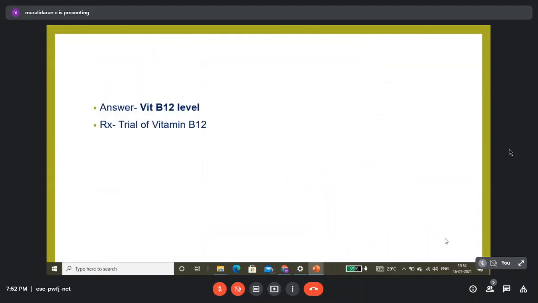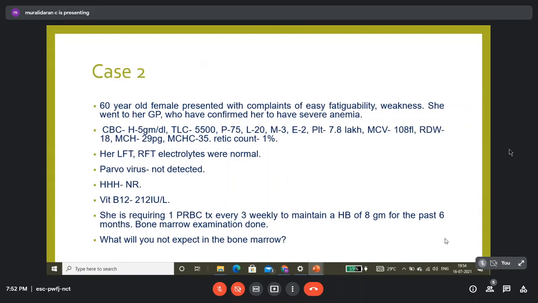So the answer for this question is vitamin B12. I gave a trial of vitamin B12. Within a week, the patient had an almost complete resolution of the symptoms, her Hb gradually started improving, and now she's doing better. So we moved on to the second case.